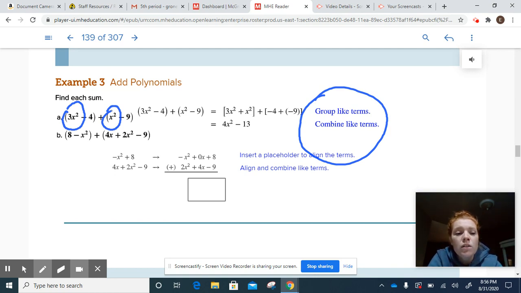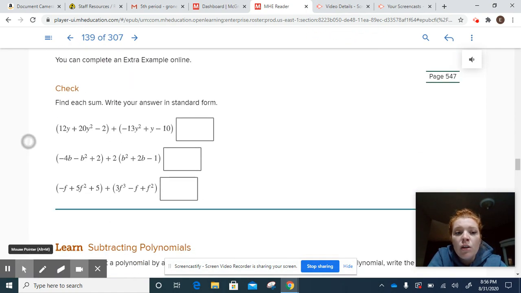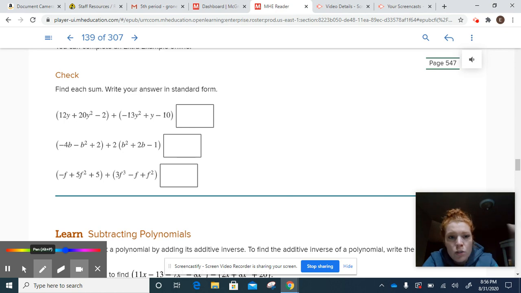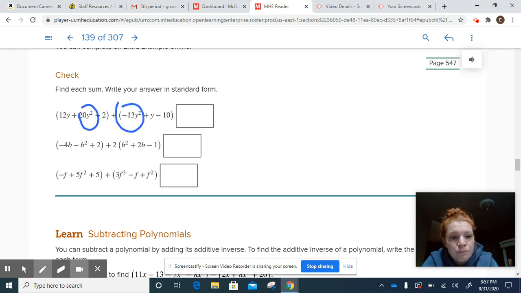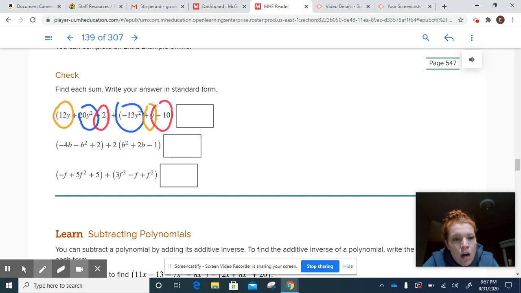Instead of going through these ones, what I'm going to do is scroll down to the check, and I'm going to go over some of these ones for you. So let's go ahead and work these out together. First off, I'm going to identify the common terms, so the like terms. I'm seeing 20 and 13. I'm seeing the y's, and then I'm seeing the 2 and the 10, the constants. So let's pick the like terms and then add their numbers together.